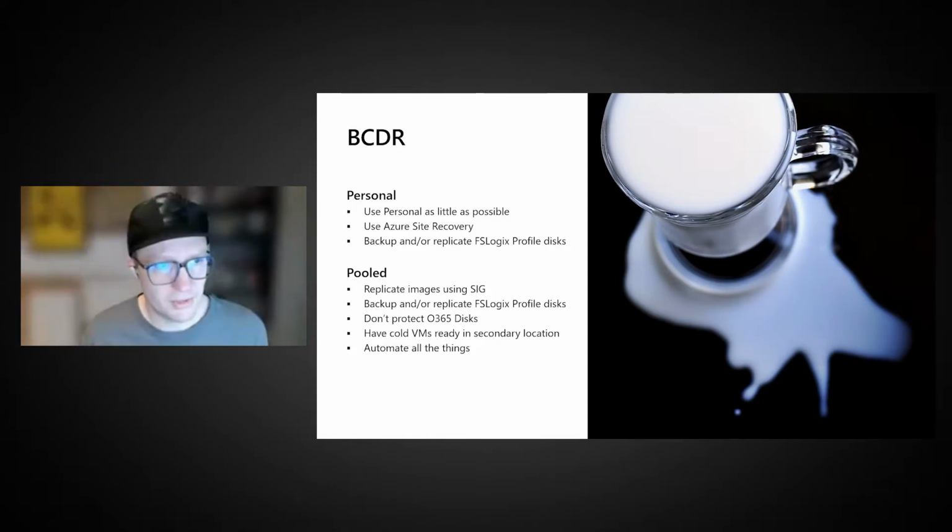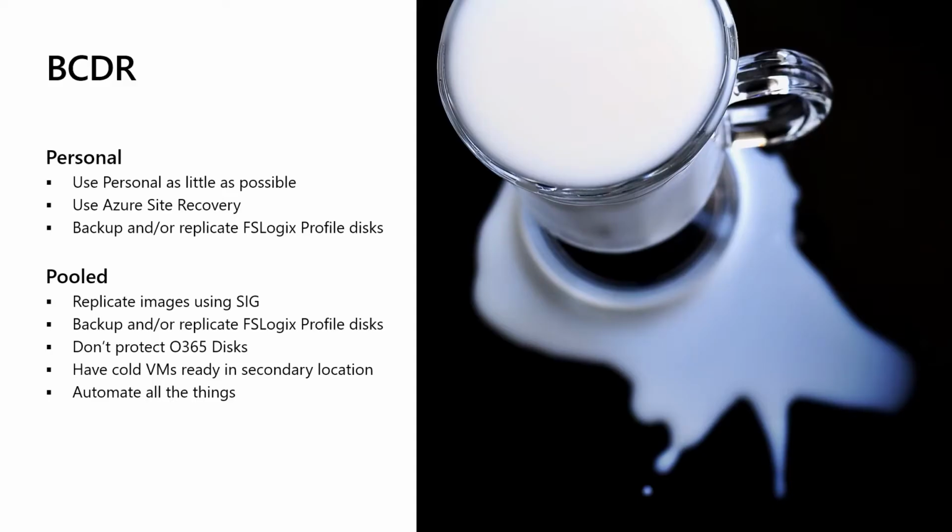For those VMs, use Azure Site Recovery. You can optionally split out and replicate your FSLogix profile disks, but you don't have to when you're in that personal paradigm. Pooled is slightly more interesting. You get a lot of management benefits from pooled, but you have to think about it slightly differently when you're talking about business continuity and disaster recovery.